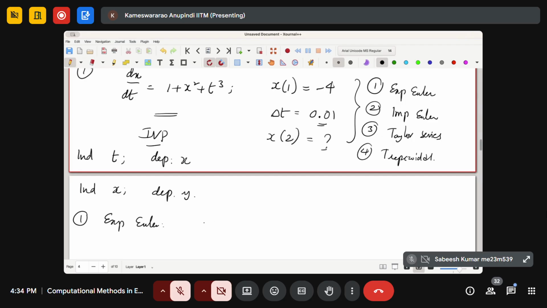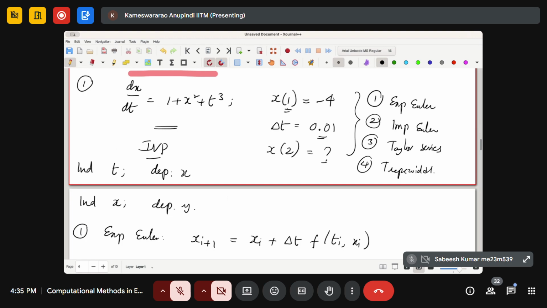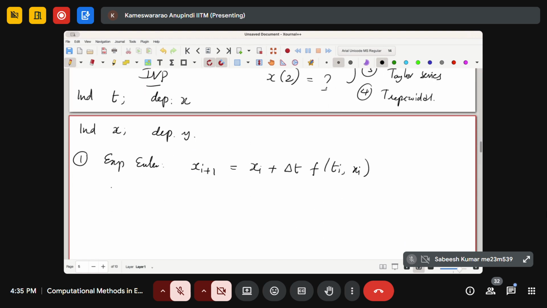In the explicit Euler method, we will calculate the new value of the dependent variable, x_{i+1} equals x_i plus delta t times f of x_i, t_i, or f of t_i, x_i. Explicit Euler is the easiest because you just have to substitute and then calculate. We are starting from i, where x of i is 1. That is what we are given: x of i equals 1, or x of 0 is 1.